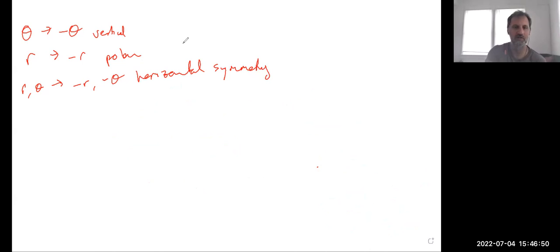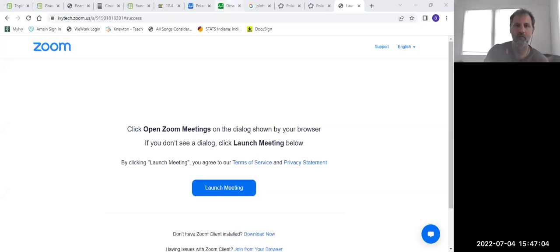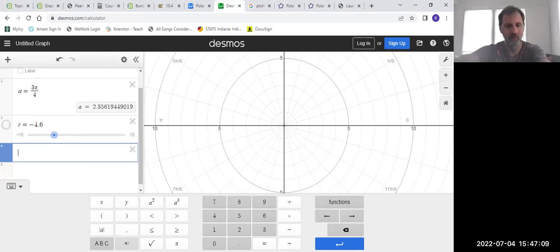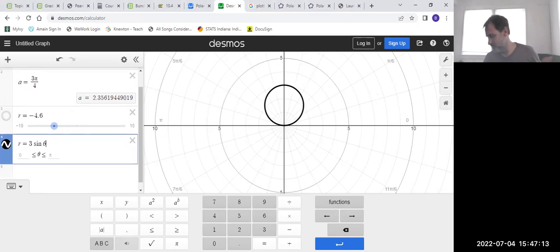So let's start with r equals 3 sine theta. Let's take a look at it, and then we'll do the actual analysis. Okay, so r equals 3 sine theta. All right, so this is just a little circle.